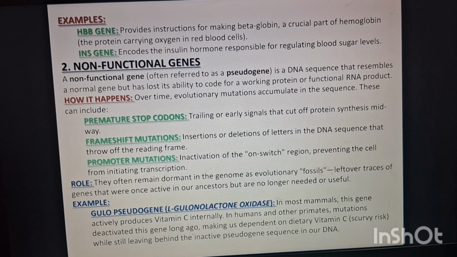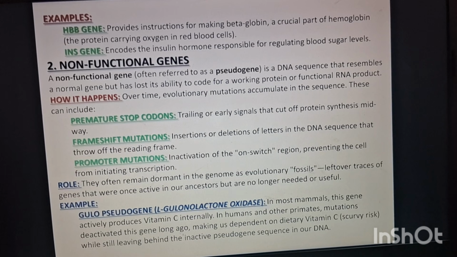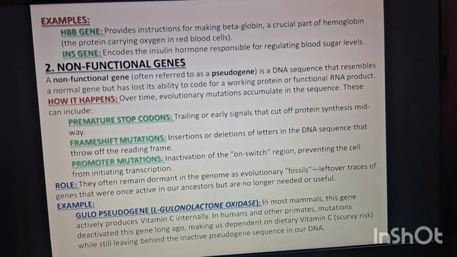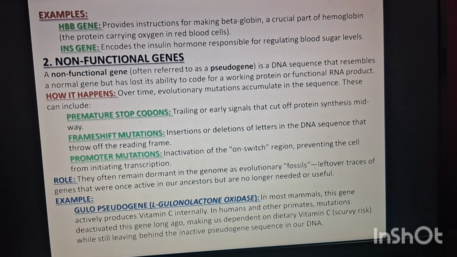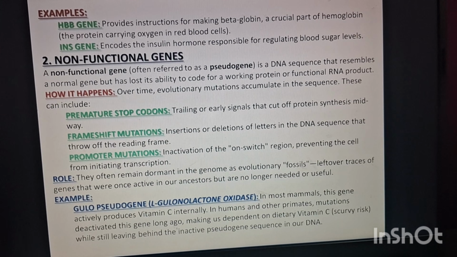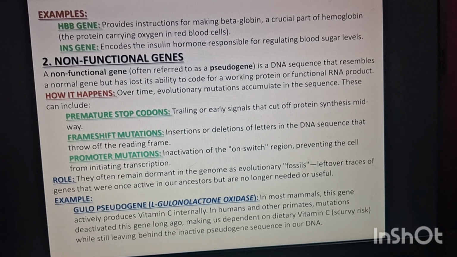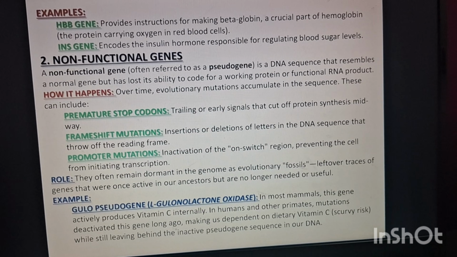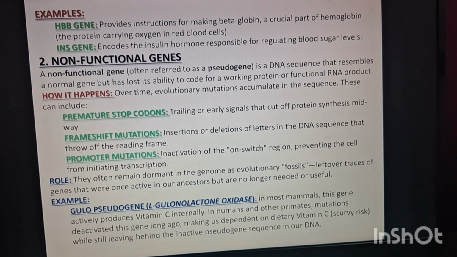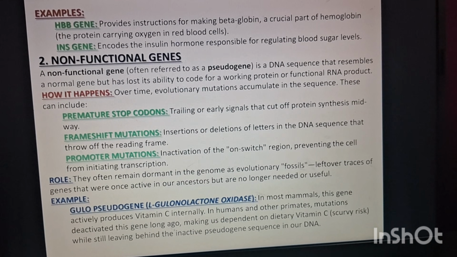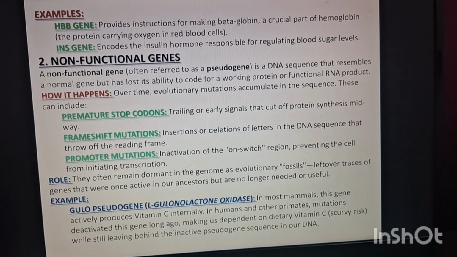Examples of functional genes are the HBB gene. This gene provides instruction for making beta globin, a crucial part of hemoglobin, the protein carrying oxygen in red blood cells. HBB gene full form is hemoglobin beta gene. Next, the INS gene, or insulin gene, encodes the insulin hormone responsible for regulating blood sugar levels.